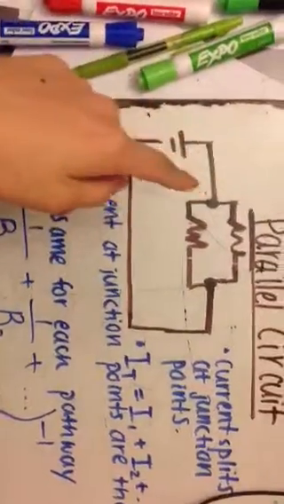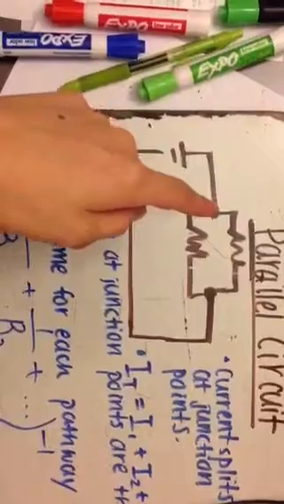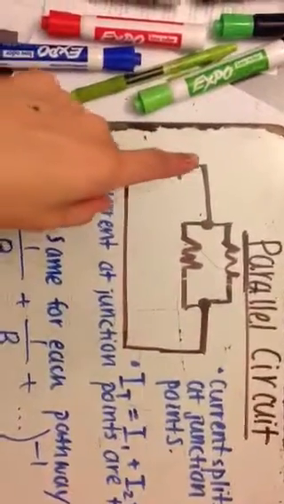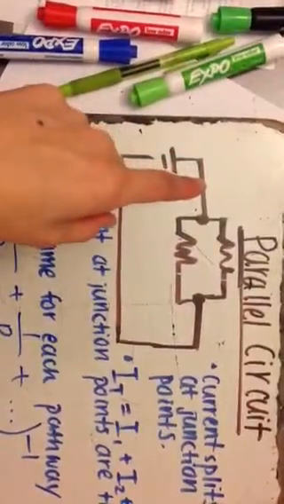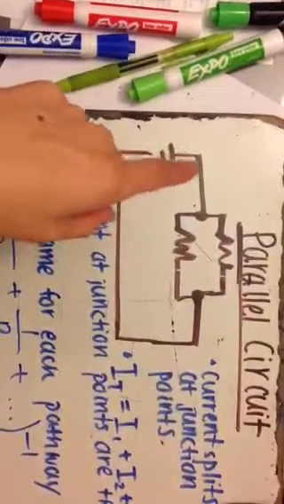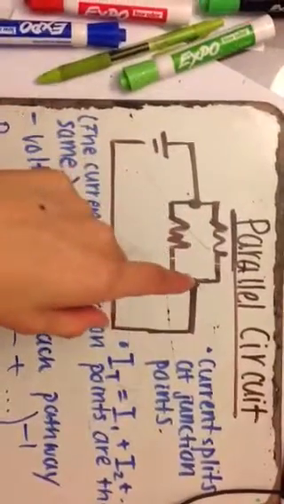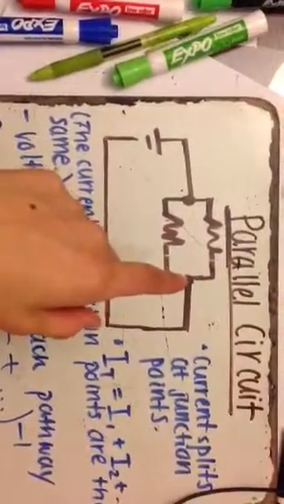What's important to note is that the current at this point equals the current at this point. These are junction points. And this is because the current going into the junction point will split, but eventually it will meet up again at the second junction point.